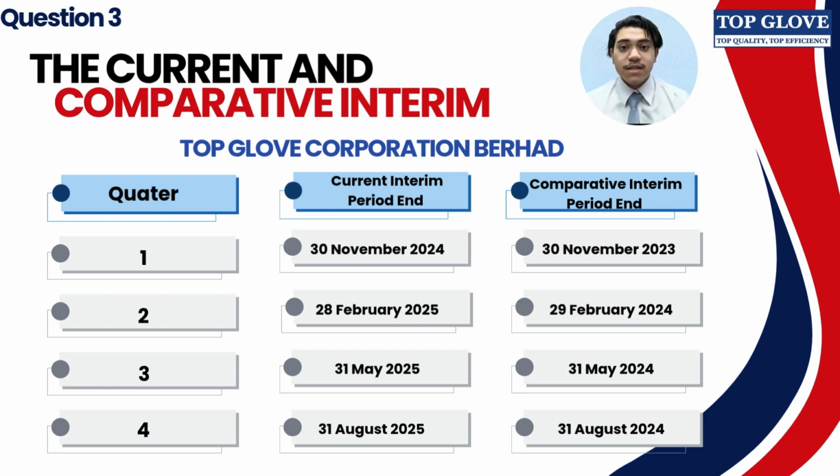Moving to quarter 2, it is at the end of February. The current interim period ends on February 28, 2025. Quarter 3 concludes at the end of May. The current interim period end is 31st May 2025, which is compared to 31st May 2024. Finally, quarter 4 is the fiscal year end, which occurs at the end of August. The current interim period ends on 31st August 2025, completing the full 2025 fiscal year reporting. This is compared against the end of the previous fiscal year, 31st August 2024.